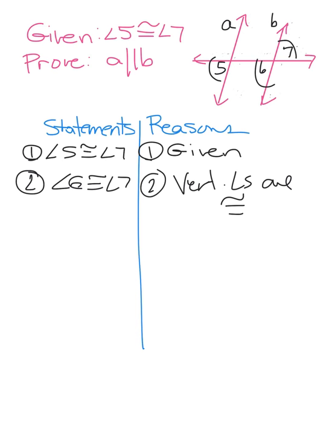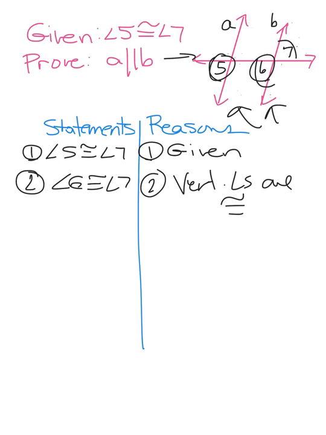Now, in trying to prove line A is parallel to line B, I notice that if I can prove 5 and 6 congruent, which I have, then I can say that this line right here is my transversal, which would make 5 and 6 corresponding, which in return would make A and B parallel. So that's kind of my plan. I'm thinking about it out loud.